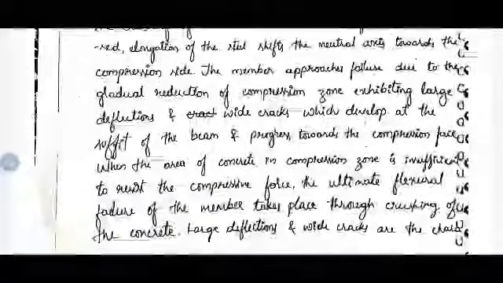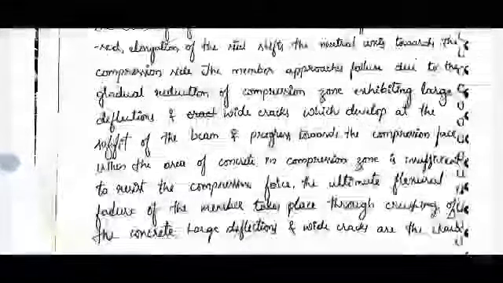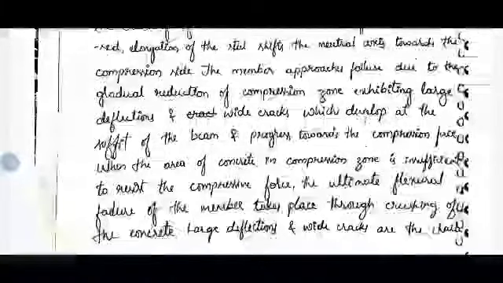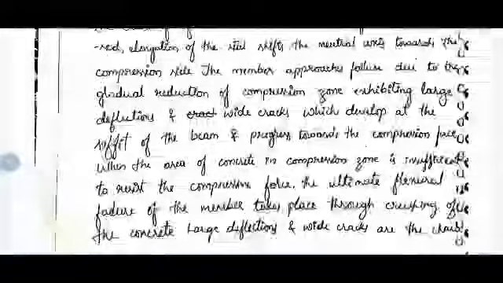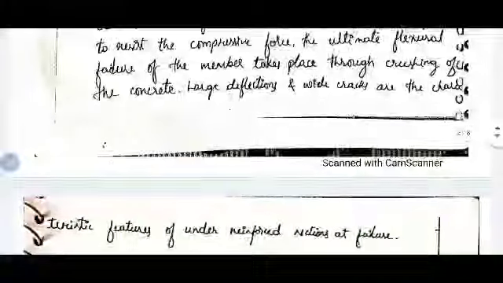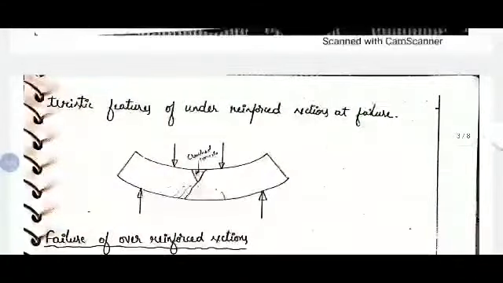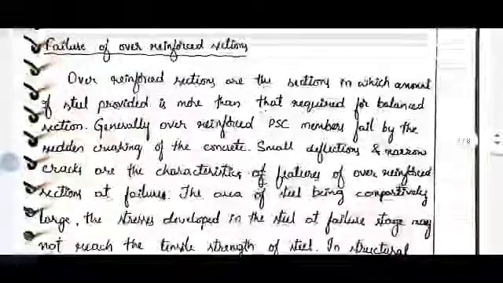So how do we identify an under reinforced section? It will give larger deflections and wider cracks. As the deflection increases, cracks will develop in the tension zone and penetrate towards the compression zone. You can observe in the figure, at the bottom we have cracks developed in the tension zone, and at the top we have concrete crushed in the compression zone. Next is failure of over reinforced sections.